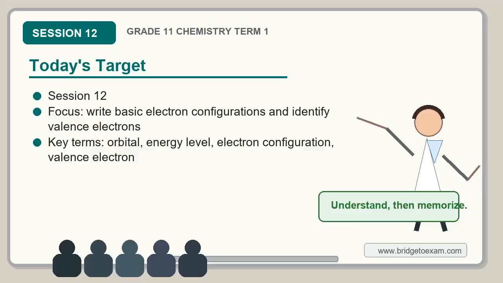Welcome, class. Today our session title is Week 3, Session 12, Electron Configuration and Valence Electrons. We will move slowly and make the chemistry understandable. Your goal is to write basic electron configurations and identify valence electrons. Listen for these key terms: orbital, energy level, electron configuration, valence electron, octet.